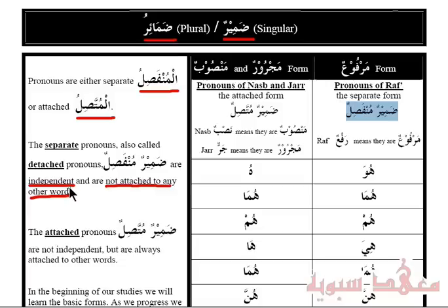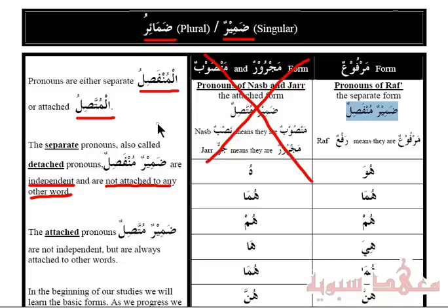So they will always be separate. So if you see huwa, huma, hum, hiya, and so on, they will always be on their own. So unlike attached pronouns, and we have not covered these, so we won't talk about them in this lesson. So let's just cross this out. These are actually majroor and mansoob pronouns. So we're just concentrating on those that are marfu', which are the detached pronouns.